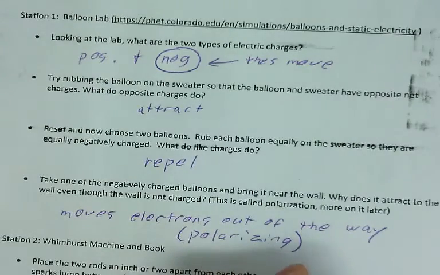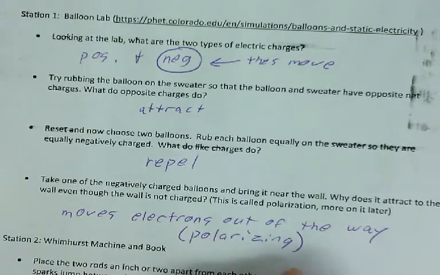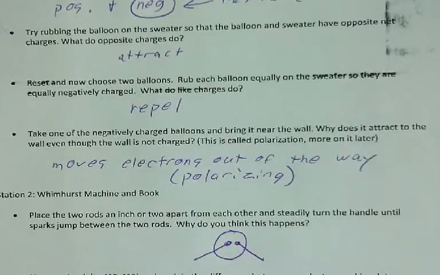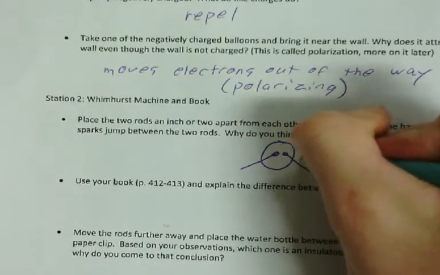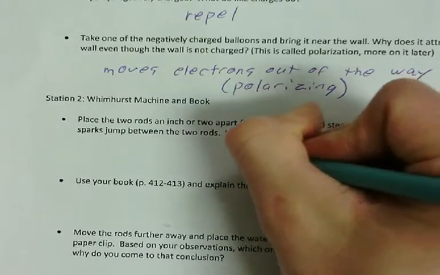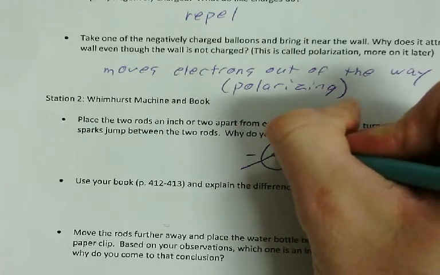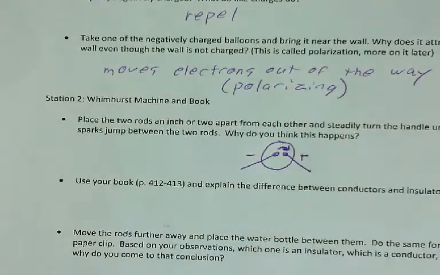So here's my super awesome diagram. We can't see that. Thanks. Here's my super awesome diagram. One side becomes positively charged, one side becomes negatively charged, and it jumps from one side to the other. So that's what's happening.